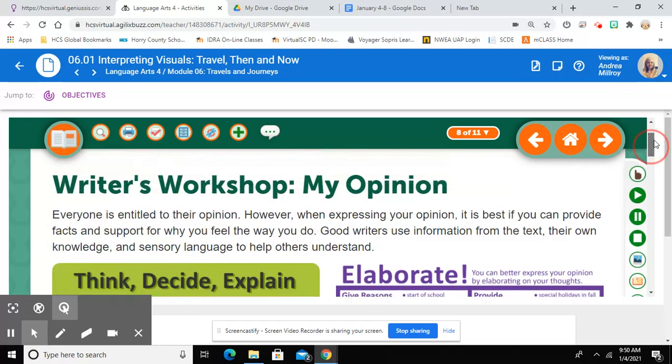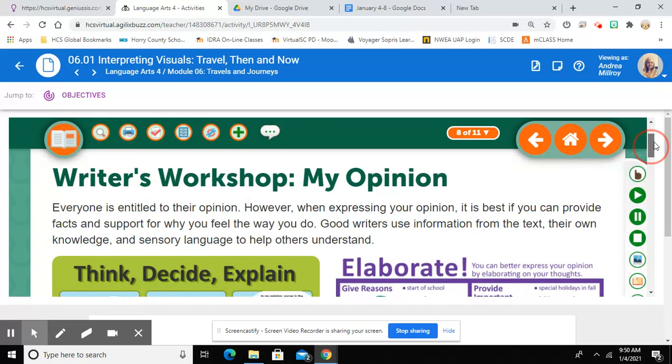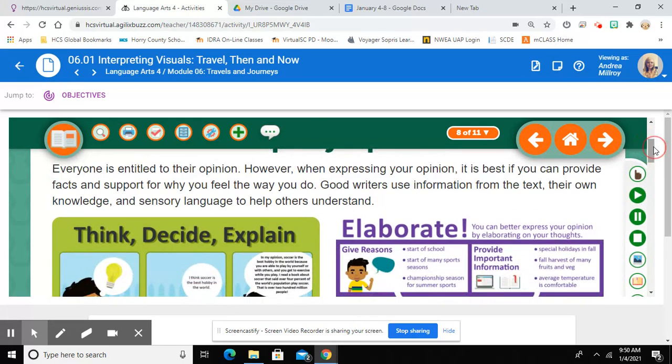Our writing piece this week has to do with opinion writing. Everyone is entitled to their opinion. However, when expressing your opinion, it is best if you can provide facts and support why you feel the way you do. Good writers use information from the text, their own knowledge, and sensory language to help others understand.